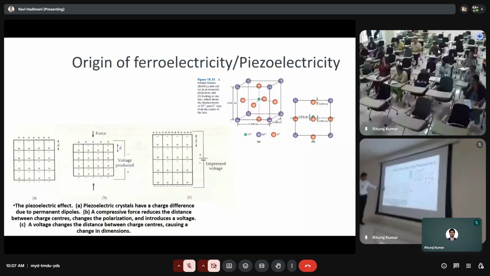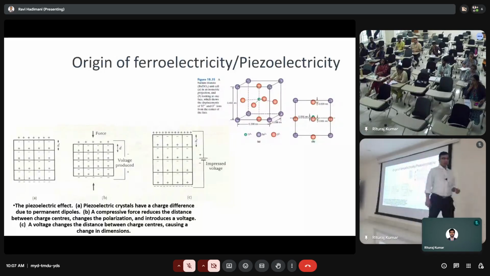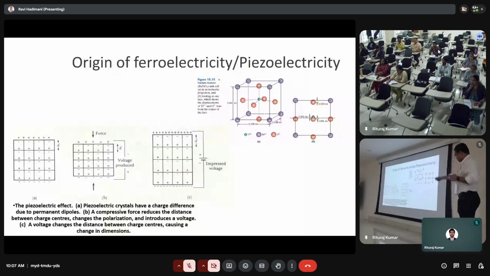So yeah, if you have a distribution like this, and when you apply a force, the charge symmetry changes, and there will be a net polarization. Or if you expand the material, you also create an asymmetric charge distribution, and then you get a net polarization. That's what that figure explains. Okay, so that is the origin of piezoelectricity.